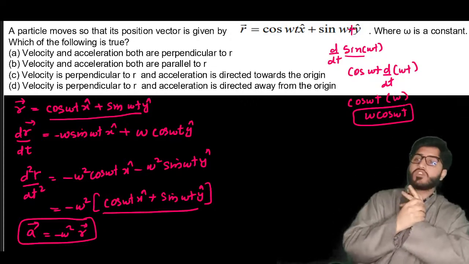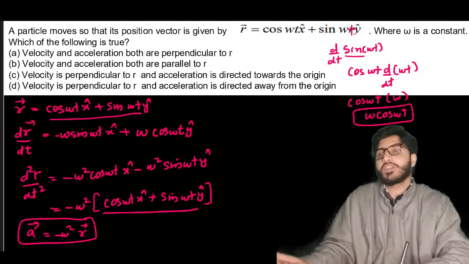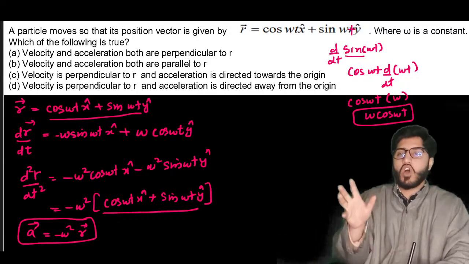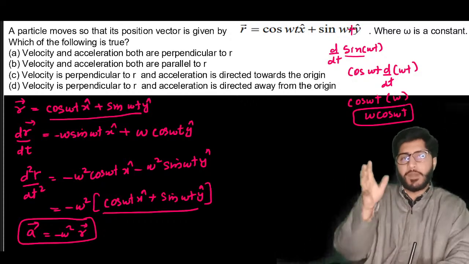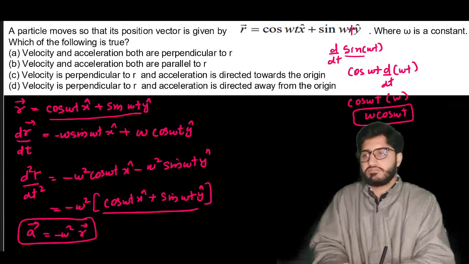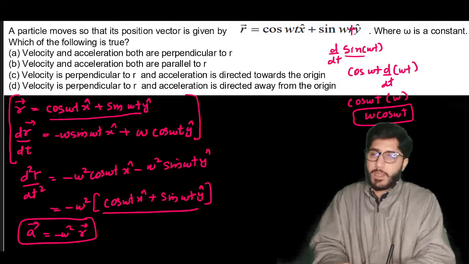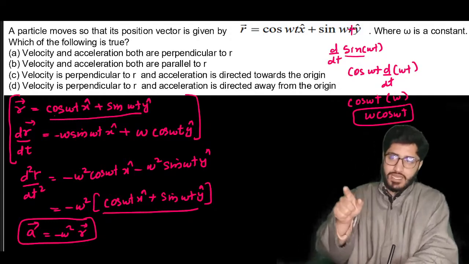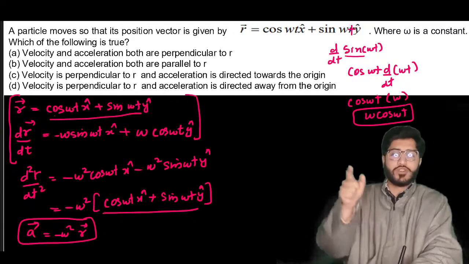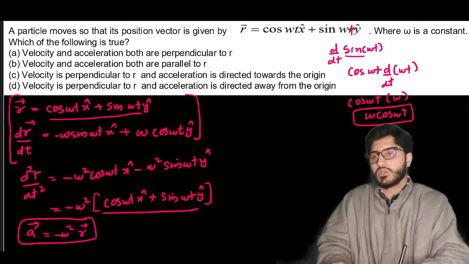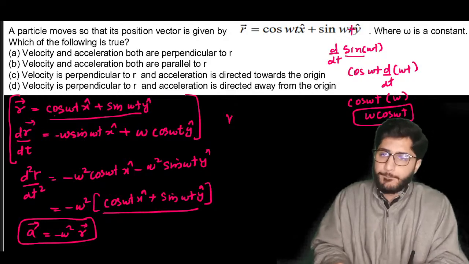Okay. Now how is velocity perpendicular to r? You can do the dot product. If the dot product comes out to be 0, then those two vectors are perpendicular to each other. Look now, if we do the dot product of these two, cos omega t times minus omega sin omega t, so we have minus omega sin omega t cos omega t plus omega sin omega t cos omega t. So both will get cancelled out. So we have 0. Clear? So velocity is perpendicular to r. Yes, my velocity would be perpendicular to r.